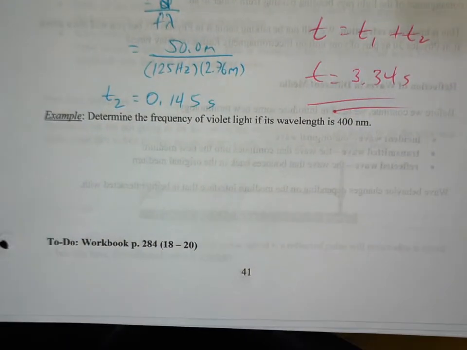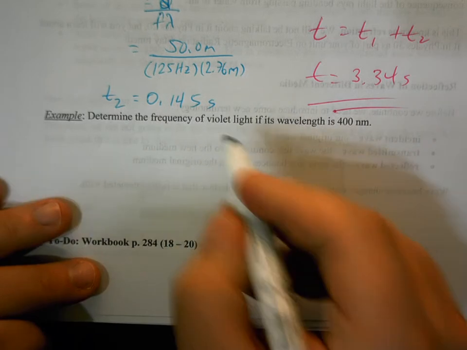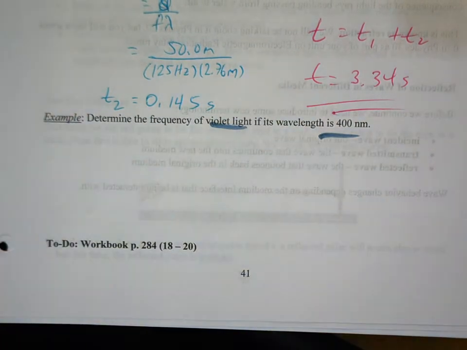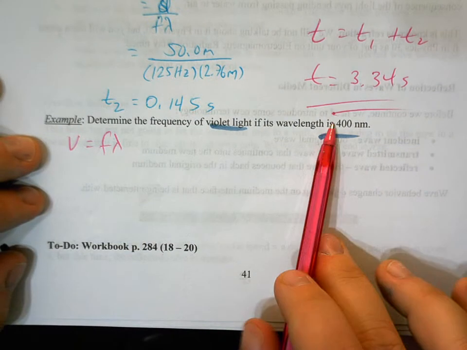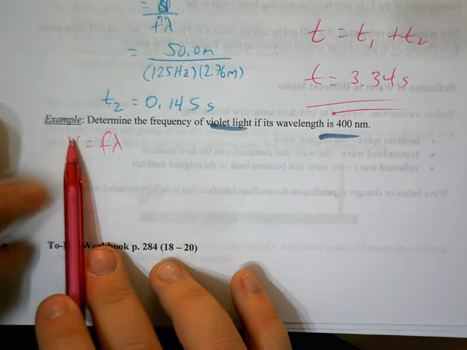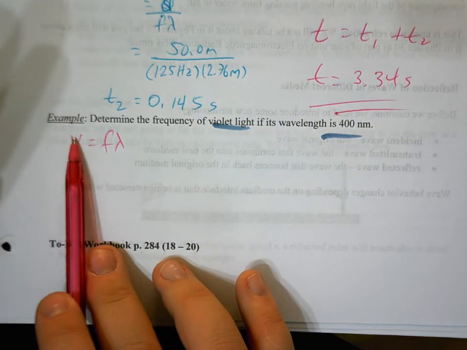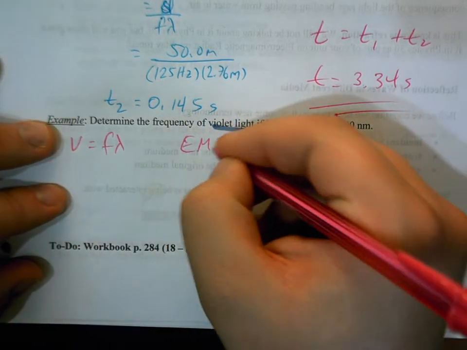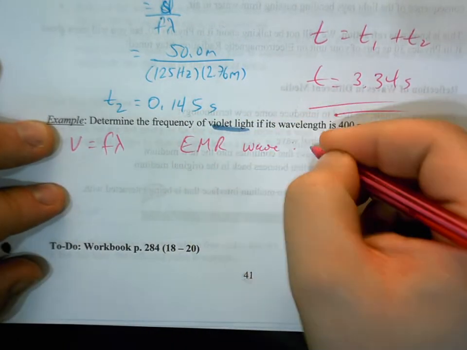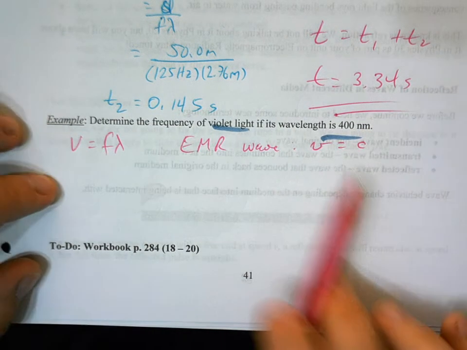Right, let's determine the frequency of violet light if the wavelength is 400 nanometers. So violet light is electromagnetic radiation. So if you're asked to find frequency, we know v is equal to f lambda, and we're given wavelength, but we're not given speed. In those cases, if you're not given speed and you need it, it's probably an electromagnetic wave. So this is an EMR wave, which means that the speed is the speed of light.